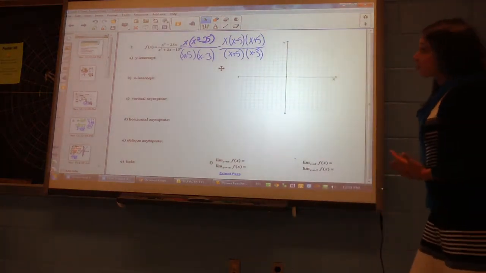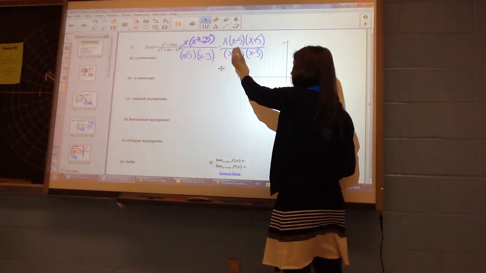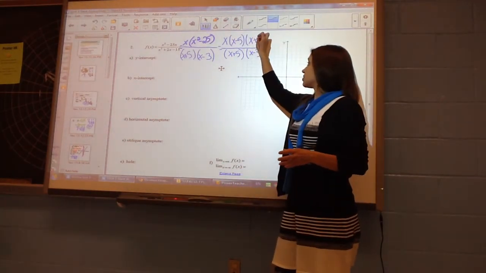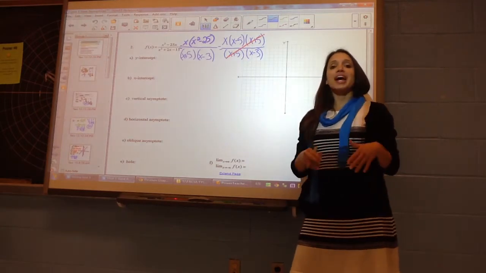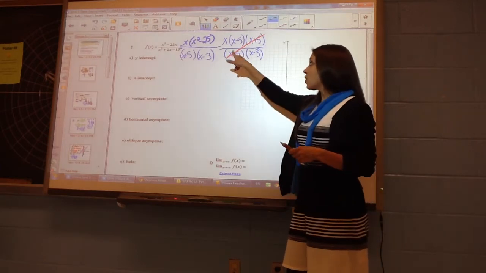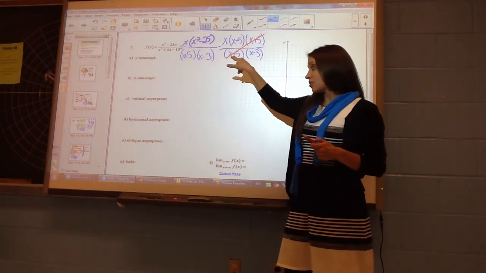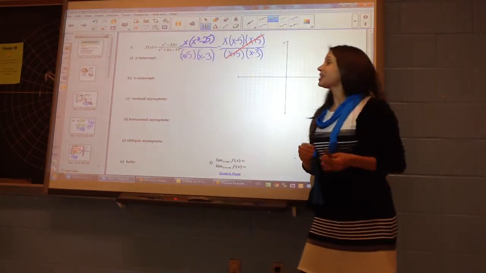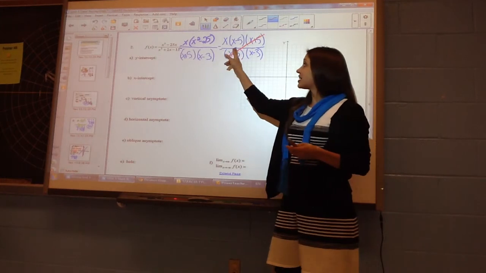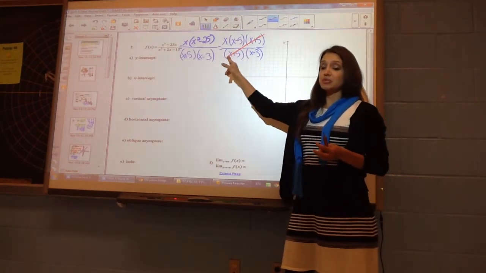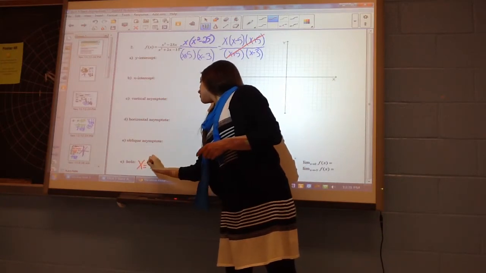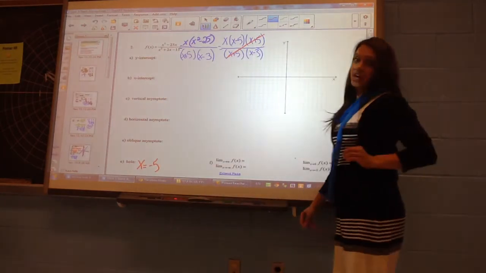Now notice, I have a factor in my numerator and my denominator that's the same, x plus 5. This will cancel. But when I cancel that x plus 5, an alarm should go off in my head that there's still a hole at the value that makes this 0. So down here where it says hole, I'm going to have a hole at the value x equals negative 5, because negative 5 would make this factor equal to 0. So I still have a hole at x equals negative 5. Keep that in mind.